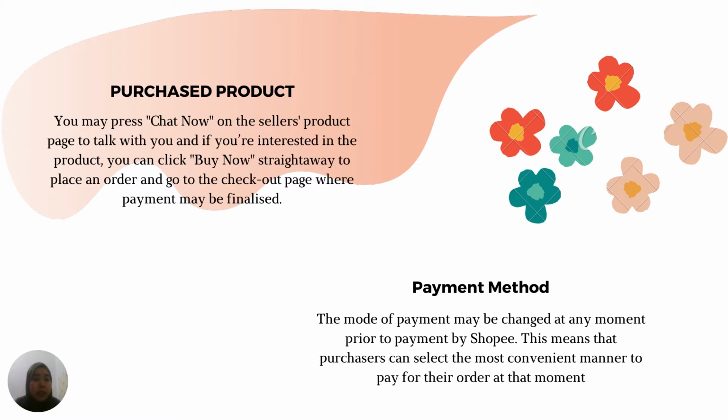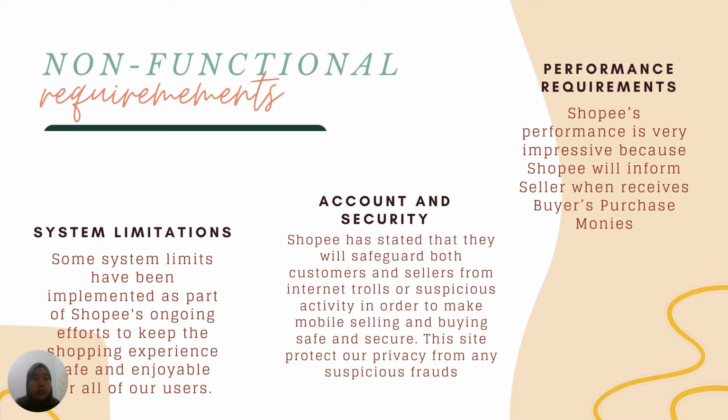Next is purchase product. You may press chat now on the seller's product page to talk with the seller, and if you are interested in the product, you can click buy now straight away to place an order and go to the checkout page where payment may be finalized. And then is payment method. The mode of payment may be changed at any moment prior to payment by Shopee. This means that the purchaser can select the most convenient manner to pay for their order at that moment.